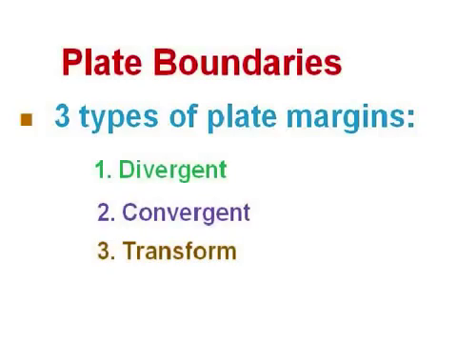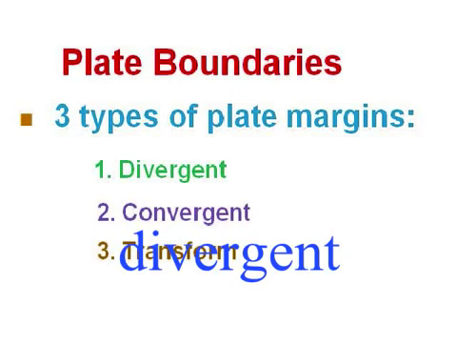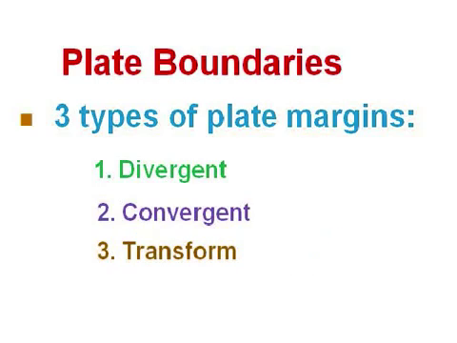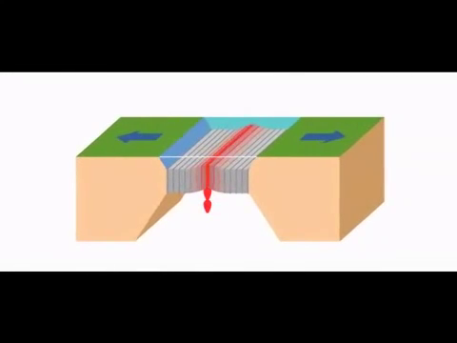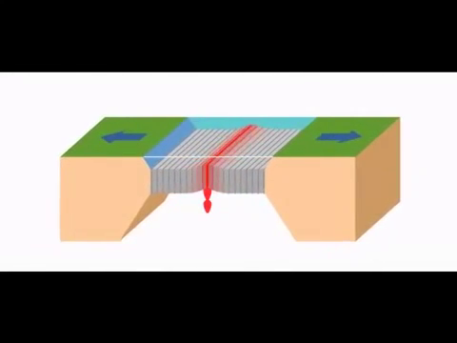We have identified three types of plate movement at the margins, which is another word for edge or boundary. The three types of plate movements are divergent, convergent, and transform. The first type of plate movement is divergent.